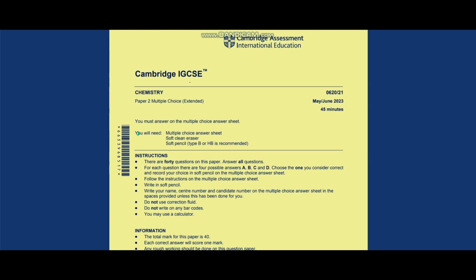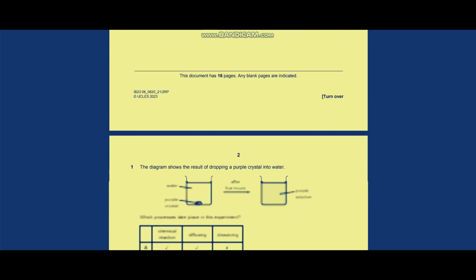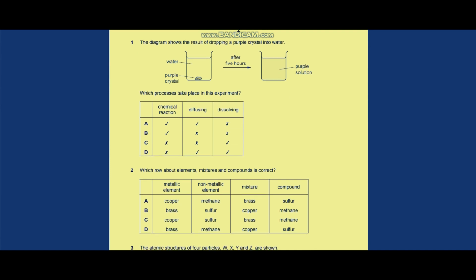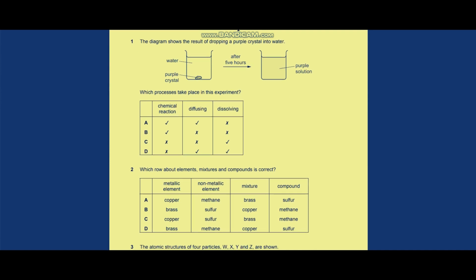Today we are solving multiple choice questions for extended paper 2, which is Cambridge IGCSE 2023 paper code 21. Let's start with the first question. The diagram shows the result of dropping a purple crystal into water. After 5 hours the entire solution becomes purple. Which process takes place in this?